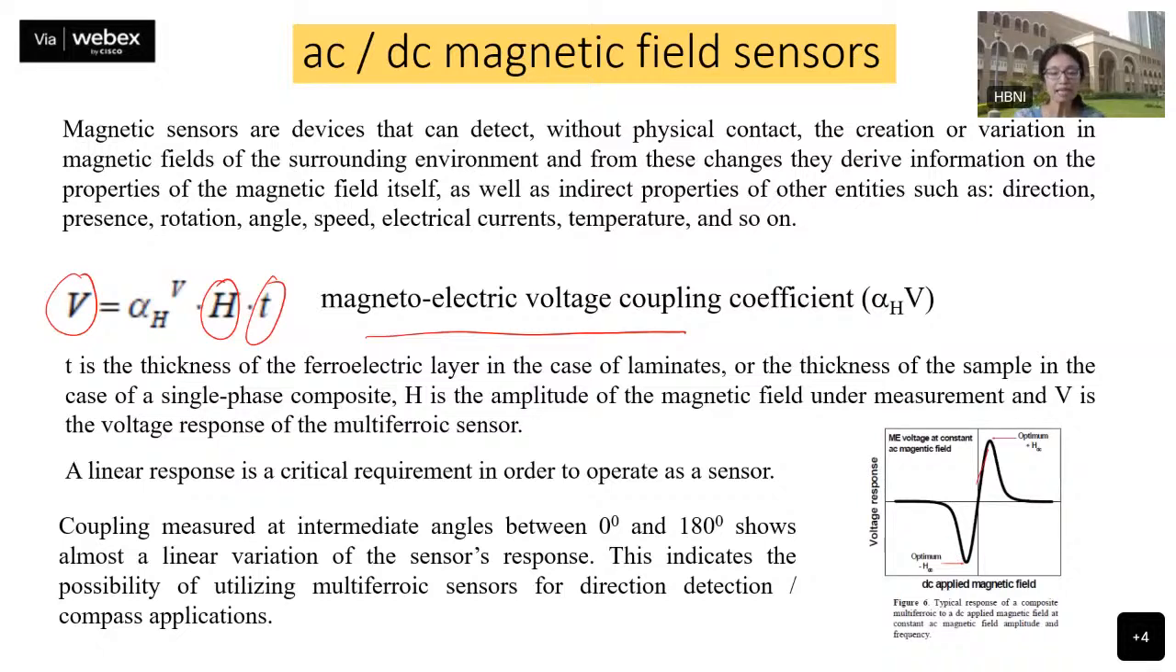By applying a little bit of electric field, the voltage can change, and if this voltage is changing as a factor of this magnetoelectric voltage coupling coefficient, then you will find a large change in the voltage happening. That is the reason why the sensitivity of these kinds of sensors is going to be much, much more.